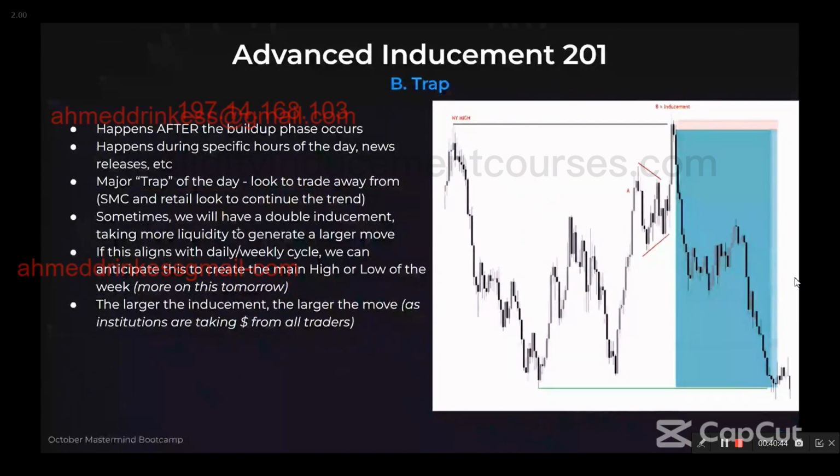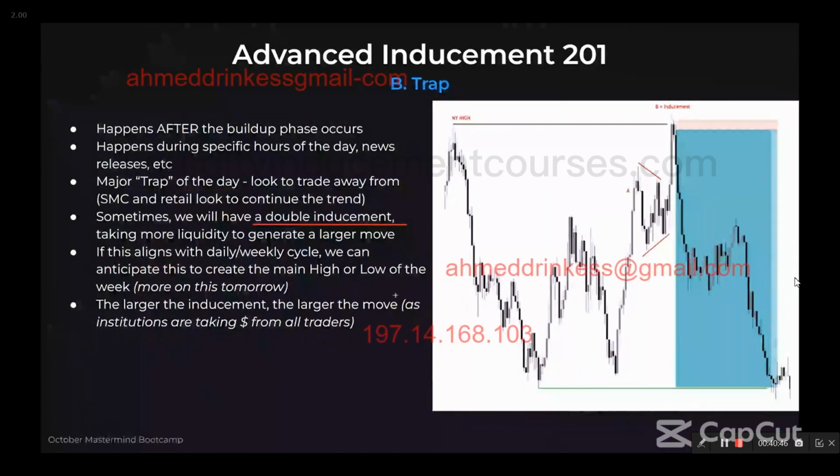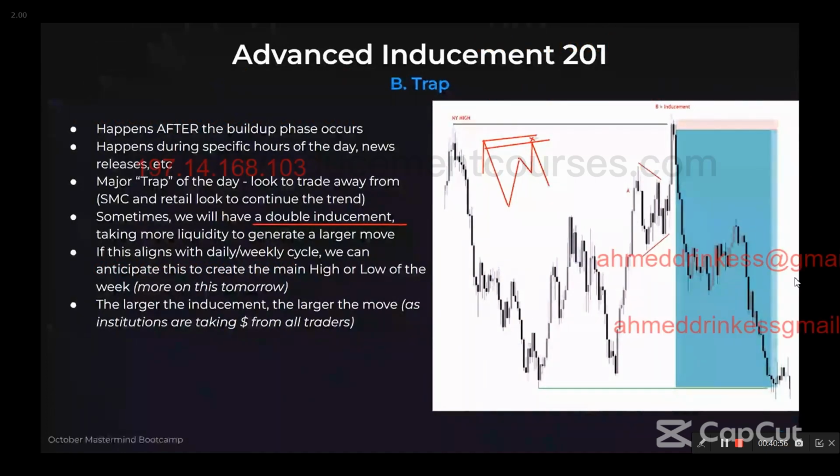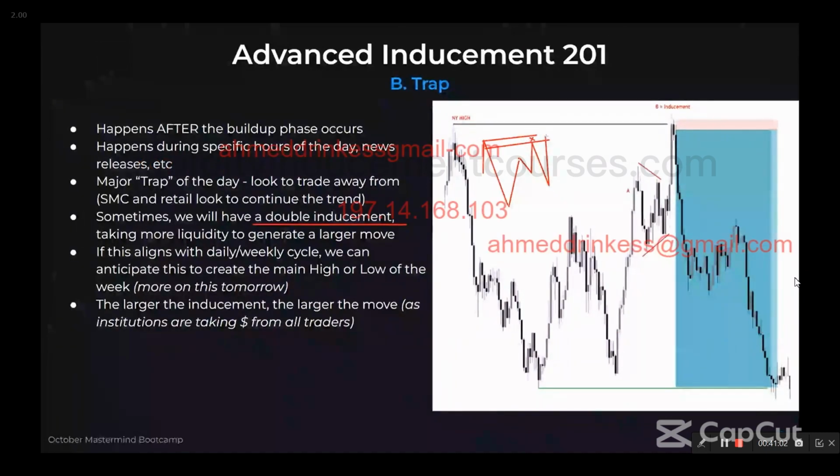Sometimes we will have a double inducement. If an order block is here, and let's say we already had a quick mitigation of it to go lower, is this order block now invalid because it was already mitigated? It is not invalid. Why? Because what can happen is price can just come all the way back up, decide to utilize the first mitigation as another inducement to then reverse.